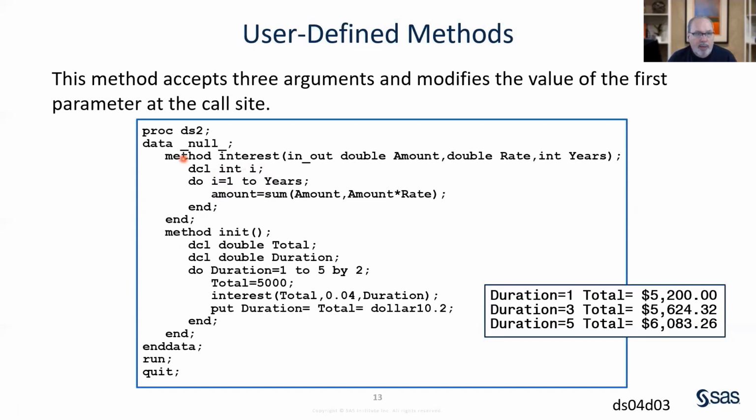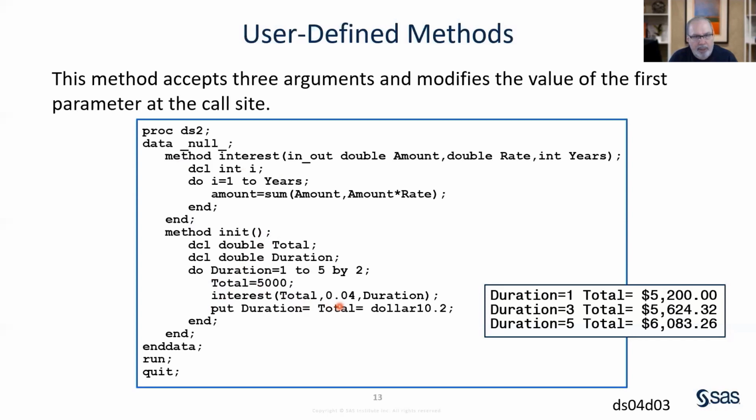So now we've declared the interest method. All that remains is to use it. Remember that when we use the interest method, the first parameter cannot be hard-coded because that's an in-out parameter. And so we're going to set up a variable called total and another one called duration. The total variable will give it the initial amount, so 5,000.